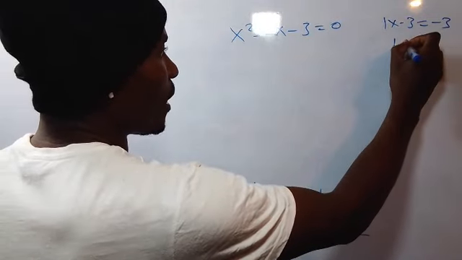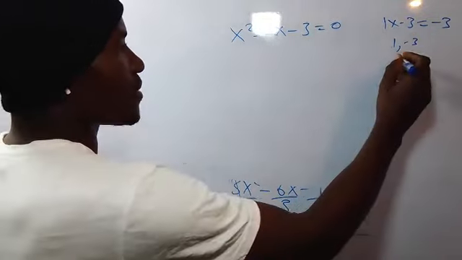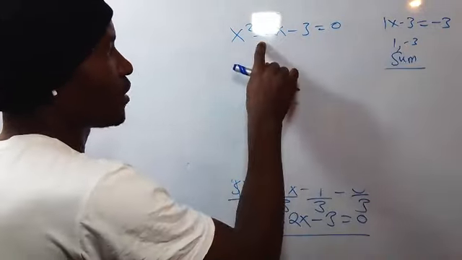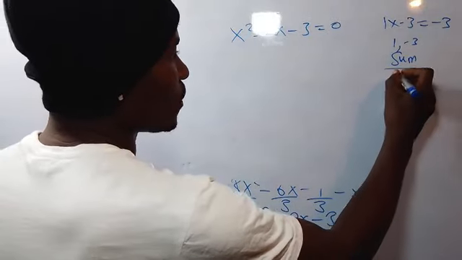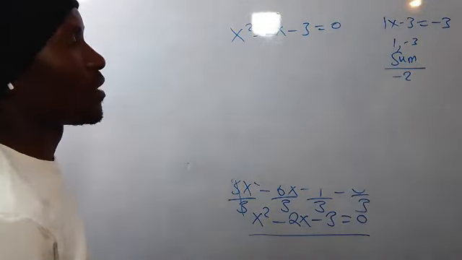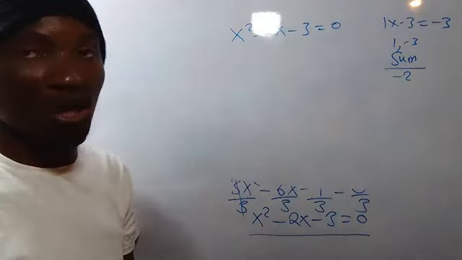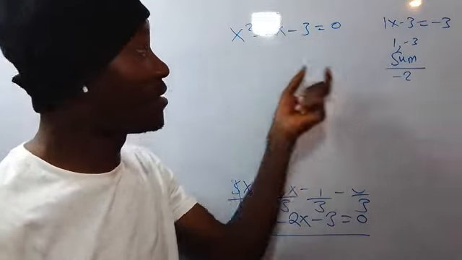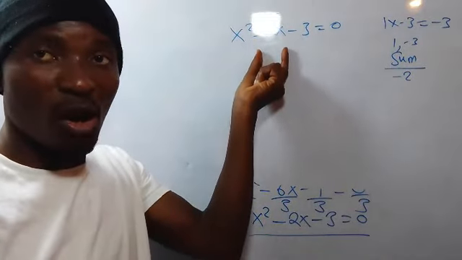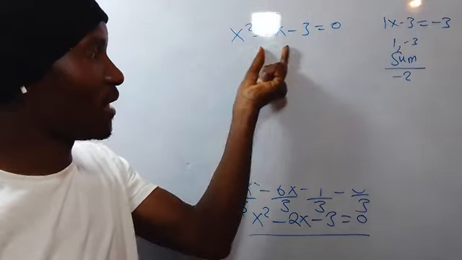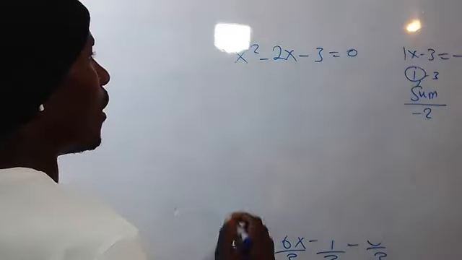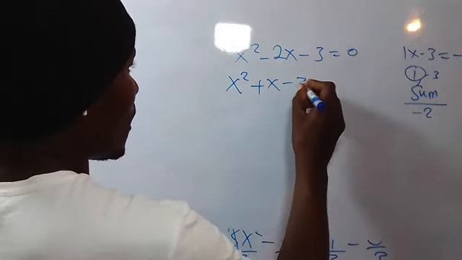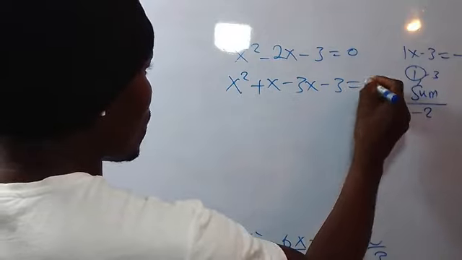So these numbers become the factors, okay? And then the sum is the number when you add the two factors, which is minus 2. If that is the case, what you're going to do now is substitute these two factors into the term minus 2x. So we're going to have x squared plus x minus 3x minus 3 equals 0.